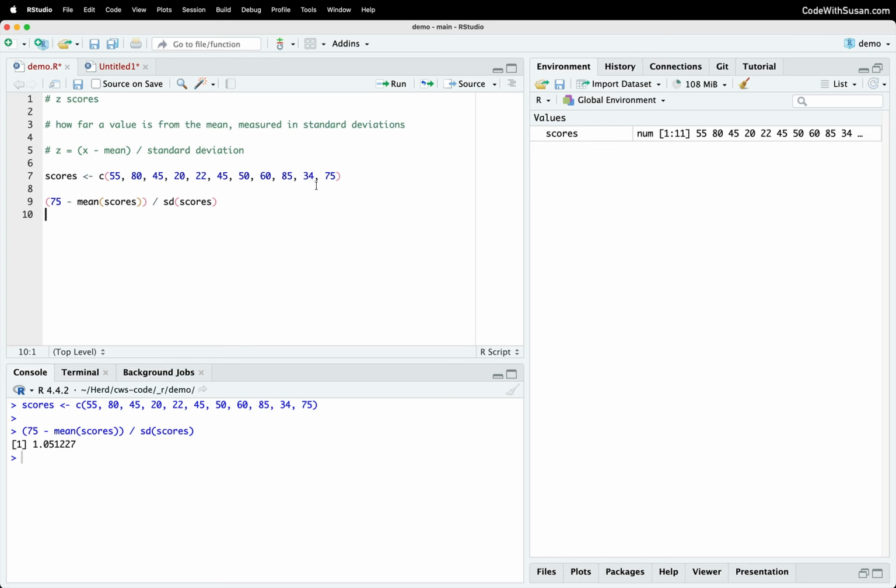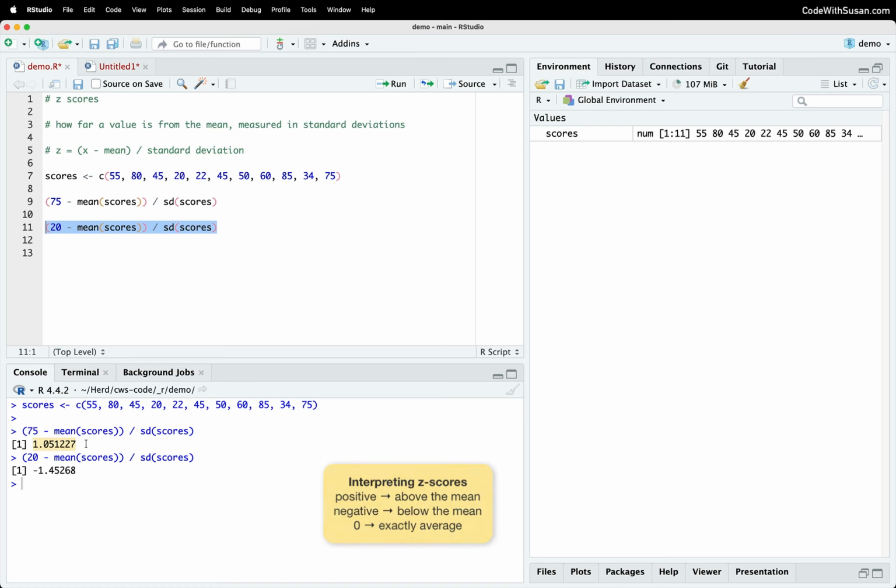For comparison's sake, let's do another z-score calculation. This time we'll do it for the student that got a 20. So their z-score is a negative 1.45. Anytime you see a positive z-score, that indicates that score was above the mean, and a negative z-score indicates it's below the mean. And again, it's telling you how many standard deviations above or below the mean. If we were to get a z-score of 0, that tells us we scored exactly at the mean.